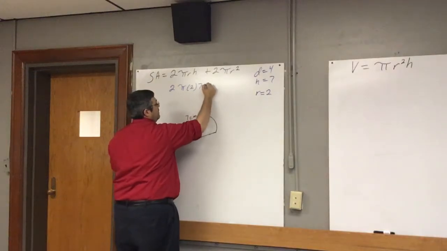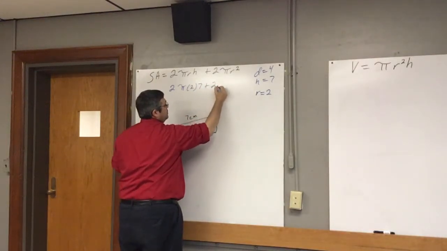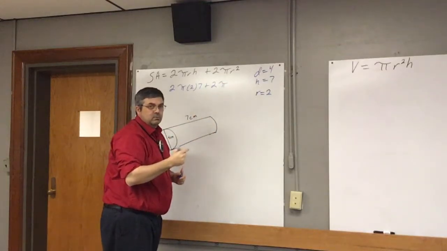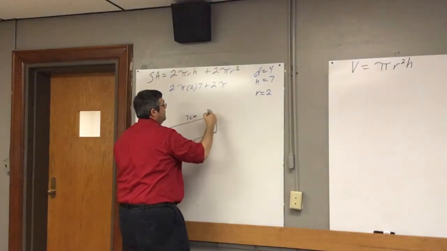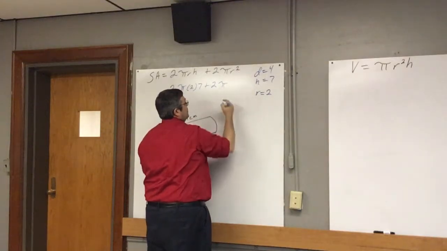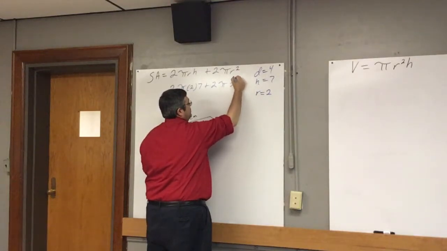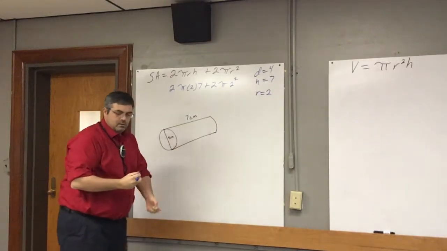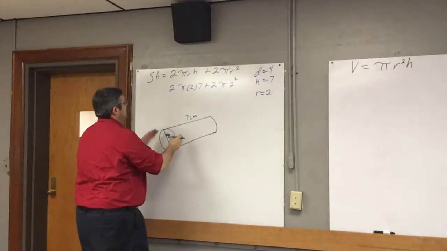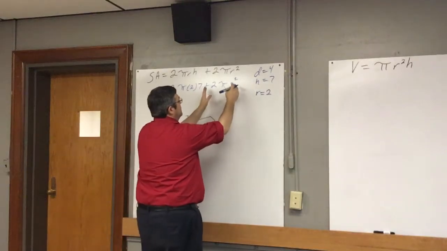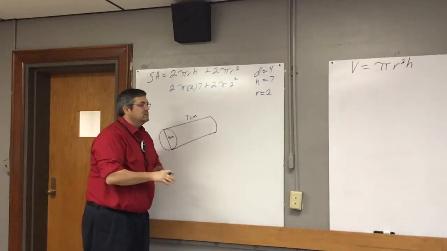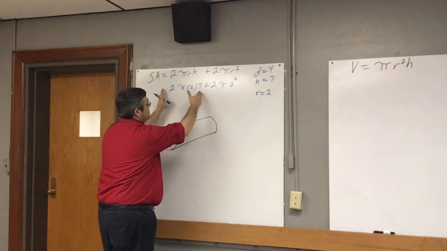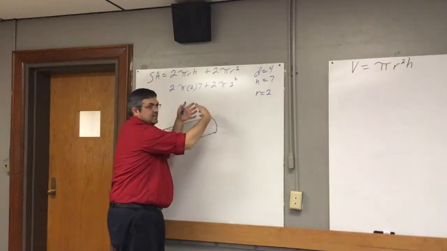All right, plus 2 pi. Remember, we're leaving that in there. We're not substituting 3.14 right now. We're going to leave that in there. Radius squared, 2 squared. Okay, now from here, all you have to do is we're going to deal with this part, and then we're going to deal with this part. Now, normally with order of operations, you'd come right over here and deal with this. But it doesn't matter. You can do this, and then you add it together.